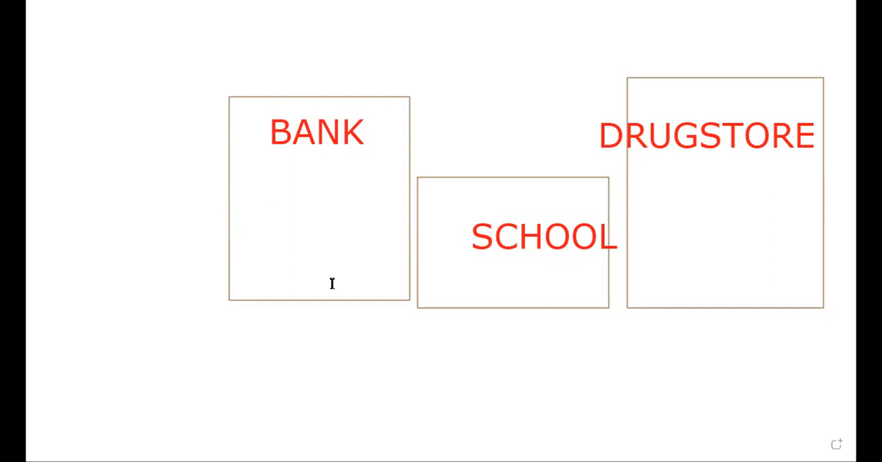The drugstore. The drugstore is on... across from. Across from? No. Because they are close together. We don't have a street in the middle. So we say across from when we have a street in the middle.